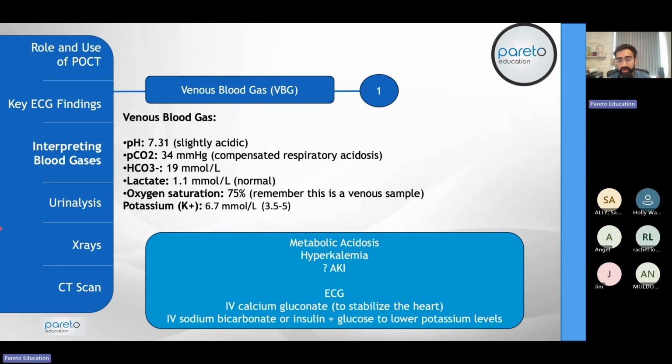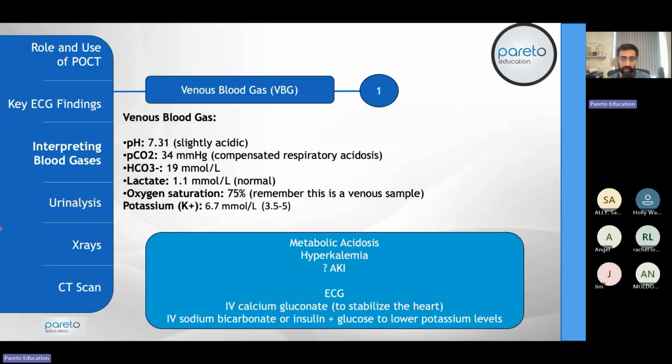And of course, is the cause in this instance an AKI? Who knows? In other words, you still need to do an ECG, IV calcium gluconate, IV sodium bicarbonate, or even insulin plus glucose to lower the potassium levels. Now, these patients will require repeated venous blood gases because the time it takes for labs to come back just doesn't allow you to act in the time that's necessary. So VBGs are really useful for the monitoring of patients, and that's what I meant when I used that term.